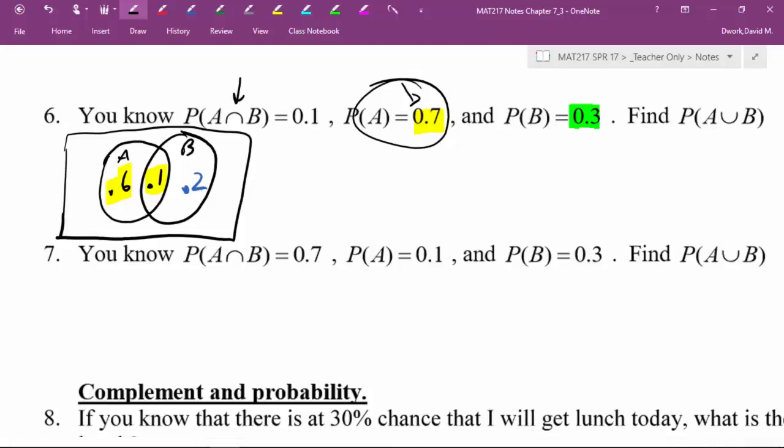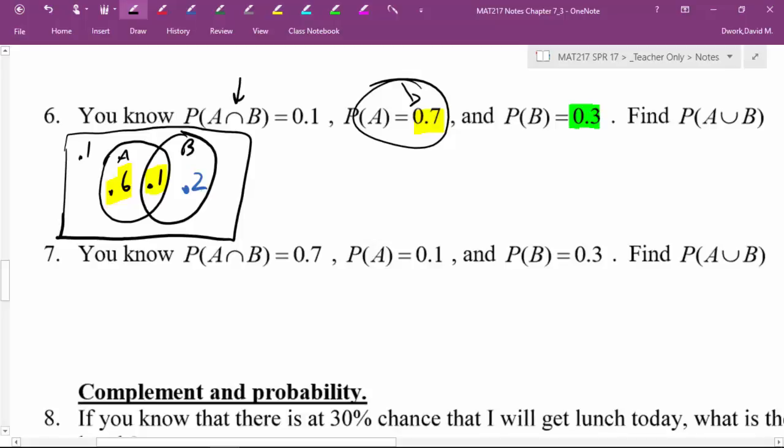This is like a probability distribution table. I know I'm going to hit A 70% of the time. I'm going to hit B 30% of the time. I'm going to hit A and B 10% of the time. What am I going to miss completely, right? Well, if we add these up, we see 60, 70, 80, 90. So that means to make the other 100%, 10% of the time I'll be outside.